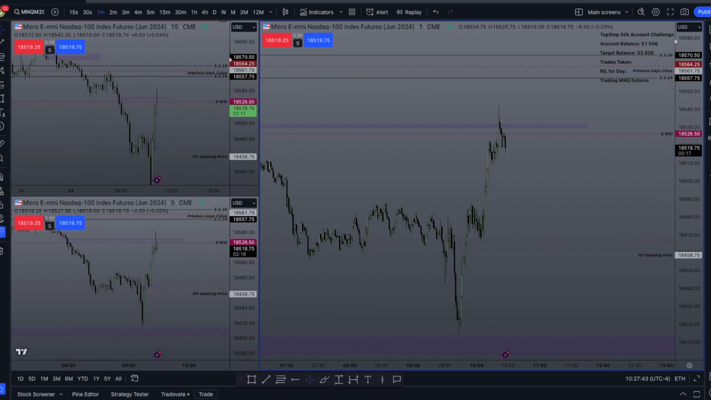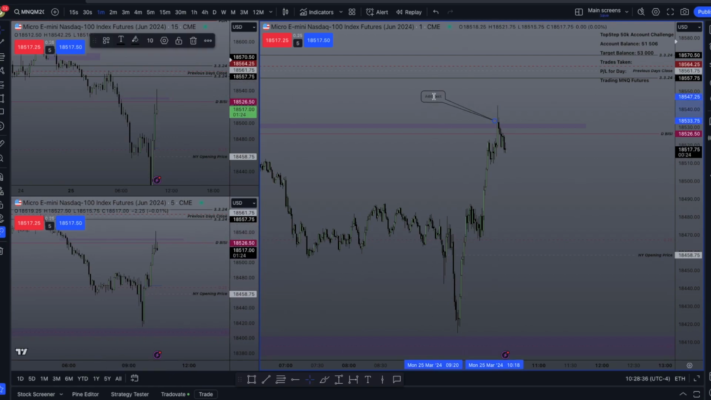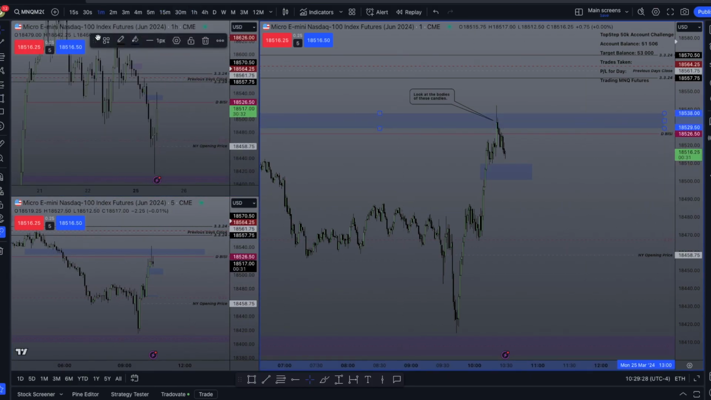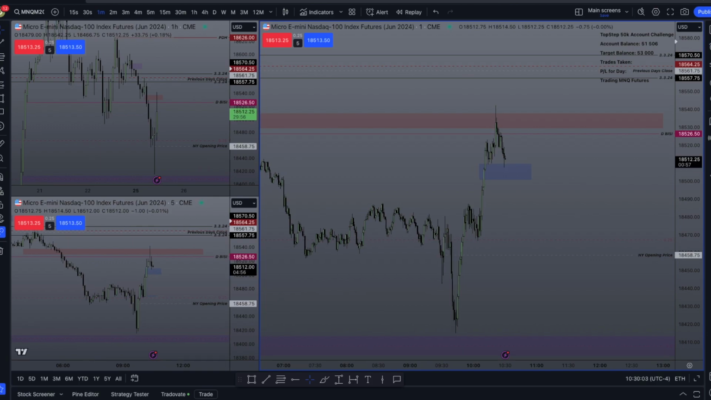So price moved up into that 15-minute SIBI. Look at how the bodies respected that. The wick moved a bit deeper into the 1 hour, which I marked out. Yeah, that's the 1 hour marked in red. So it moved a bit deeper, but the bodies respected the inefficiency.